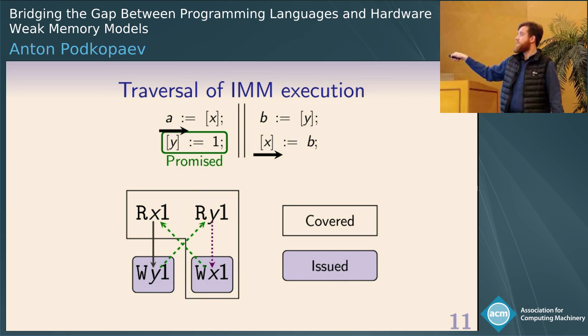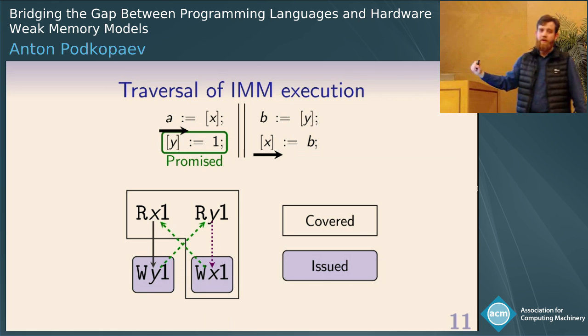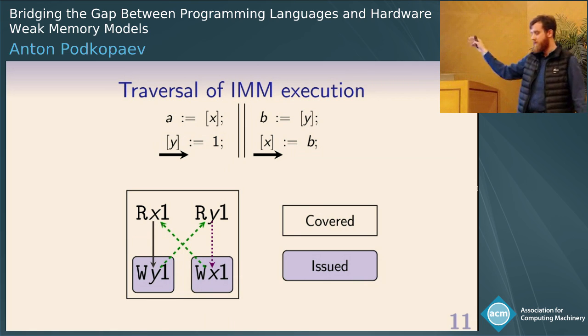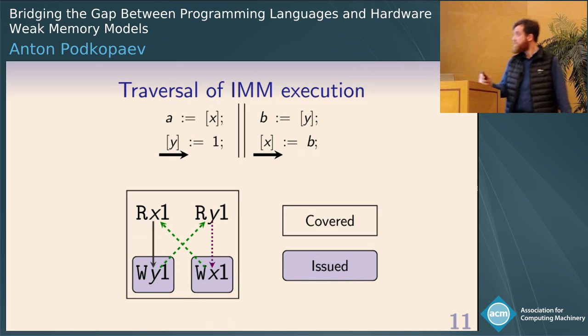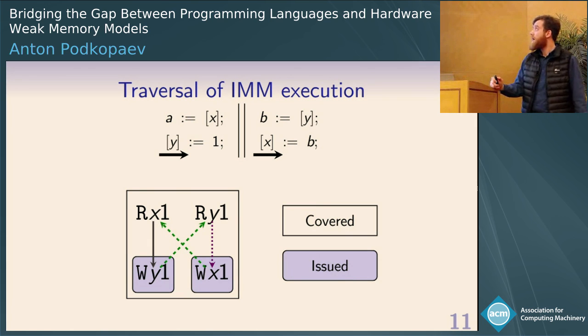So now we can cover the read event in the left thread, and then cover the last event. So this is how the execution is traversed and simulated by IMM.